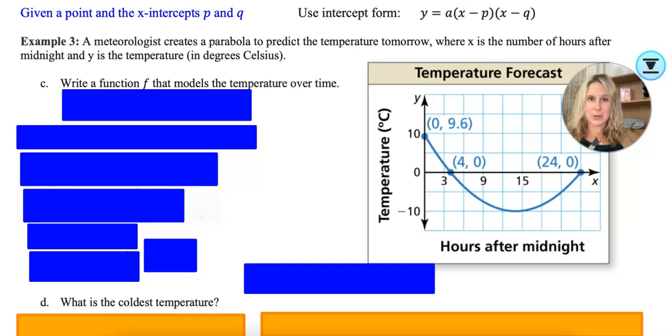Alright, welcome to a continuation of lesson 2.3. We're going to be writing equations of quadratics, this time in intercept form or factored form. So if you remember, intercept form is going to be talking about the x-intercepts.